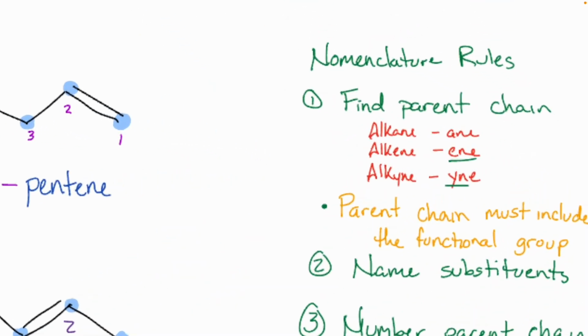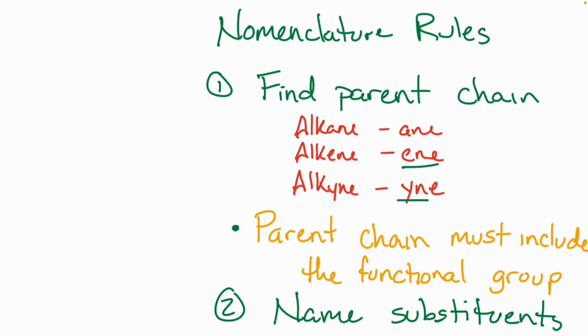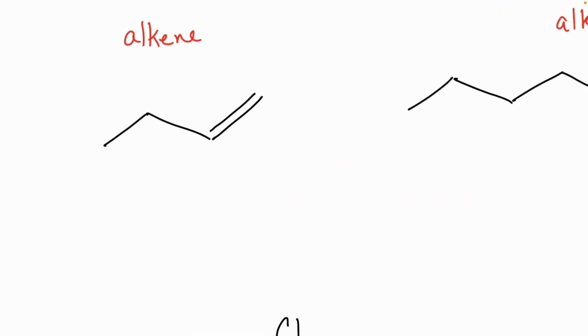So if we look at our list here, alkanes we would refer to with the ane ending. Now for alkenes and alkynes, we're going to use ene for alkene and yne for alkyne, all right? We're still going to find our parent chain. In this case, it's these 1, 2, 3, 4 carbons. Okay? There's no substituents to identify in this particular molecule. We're going to number our parent chain.